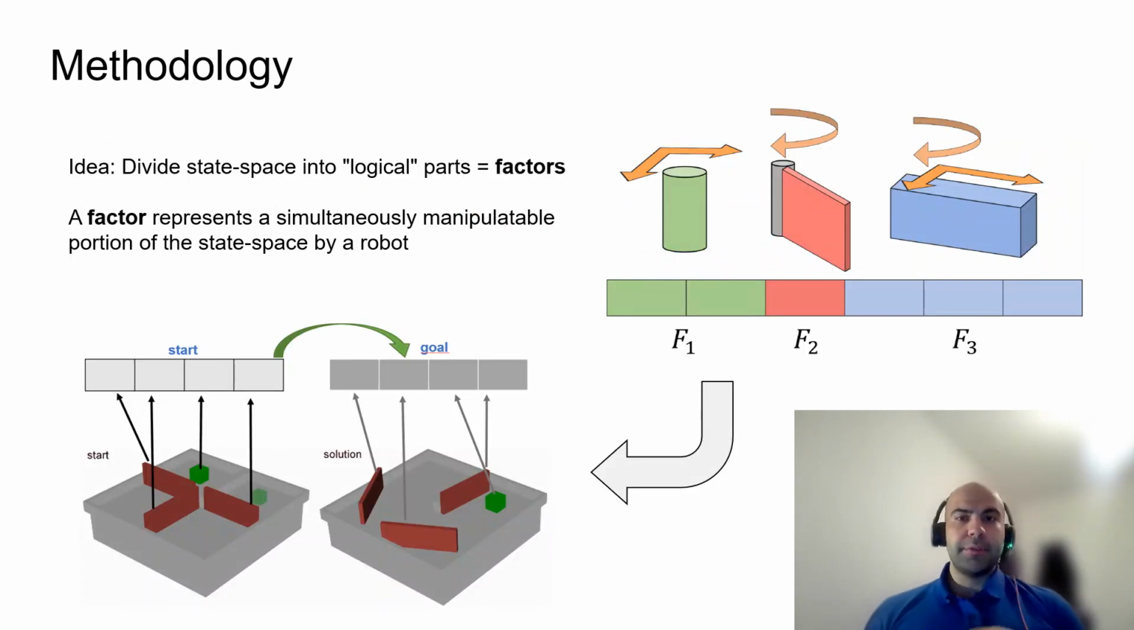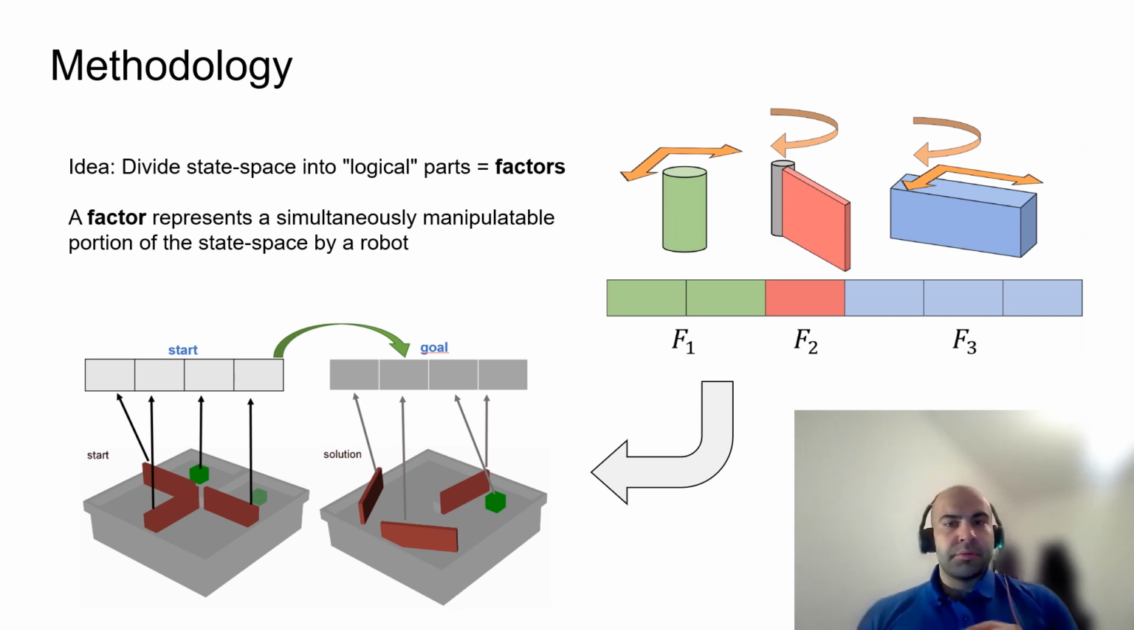So to solve the problem using motion planning, we introduced the idea that we can divide the state space into logical parts that are called factors. These factors represent simultaneously manipulatable portions of the state by a robot. As shown in the figure on the right side, there's a cylinder with 2 degrees of freedom, a door with 1 degree of freedom, and a prism with 3 degrees of freedom, each represented by a factor.